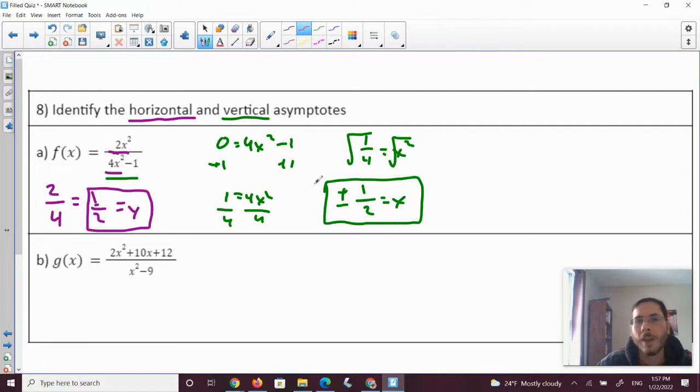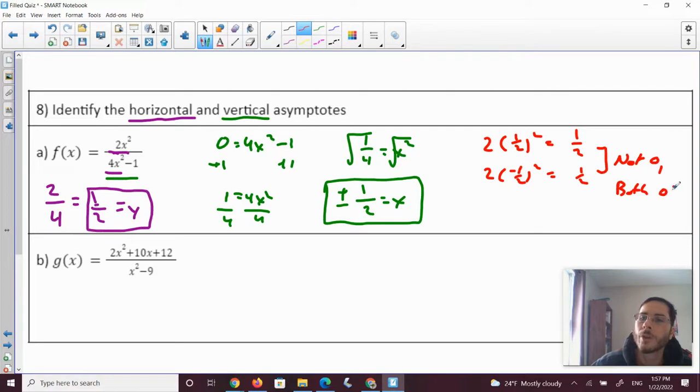So you have to plug the 1/2 and the negative 1/2 in to make sure that doesn't give you 0 on the top also. So 2 times 1/2 squared is 2 times 1/4, which is 1/2. 2 times negative 1/2 squared is going to be the same thing. Since these are not 0, then we get to keep both of them. So they both work. Both are okay.